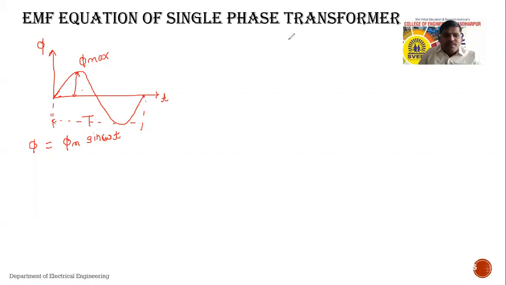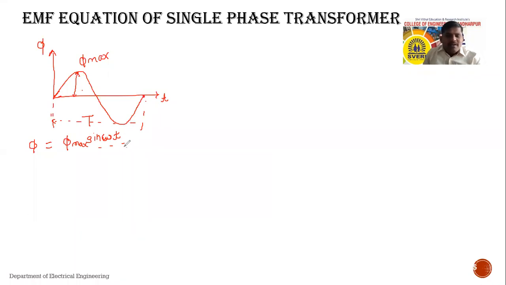For deriving an EMF equation, we have considered one flux, that is flux phi. It can be represented as phi is equal to phi m, the maximum value of flux, or we can write phi max.